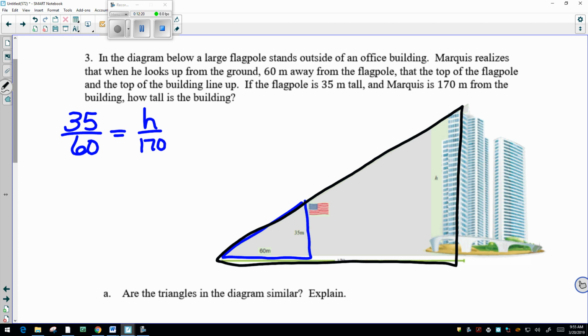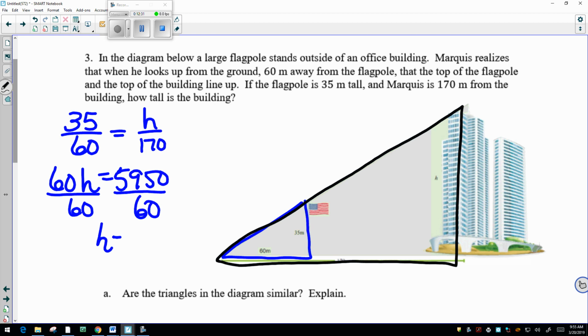So if we cross multiply, we're going to have 60h is equal to 5950. And then if we divide through, we should find h, it's about 99.17 feet.